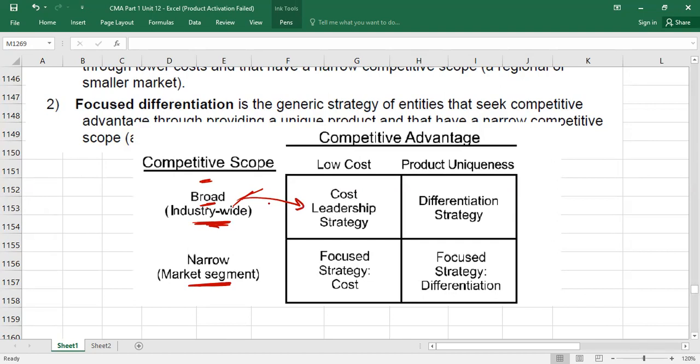When you follow it at entity level, it's a differentiation strategy. But when you follow market to market, you change your strategy. It is known as focused strategy cost. The meaning is the same, but the word is different. Focus strategy cost means low cost, and focus strategy differentiation means you are trying to take competitive advantage from market to market based on uniqueness of the product. I hope that is clear.